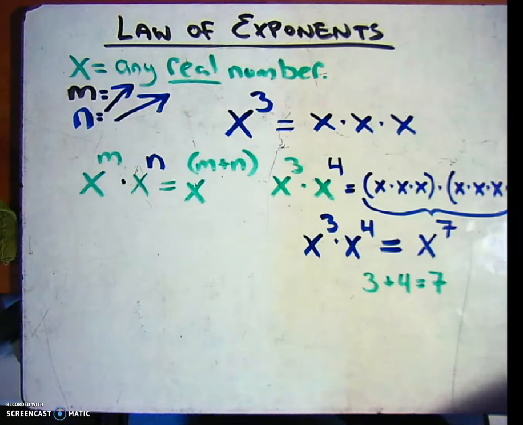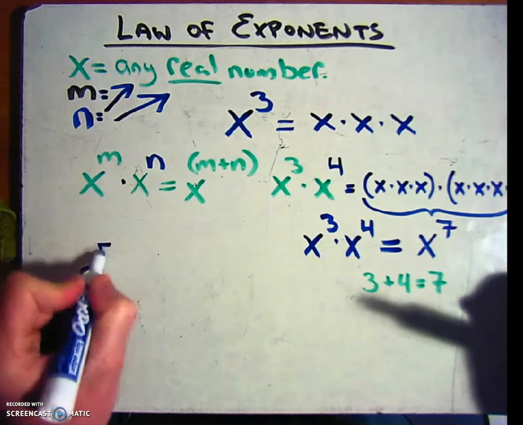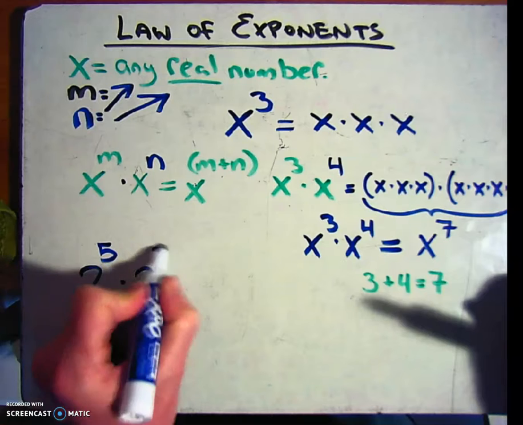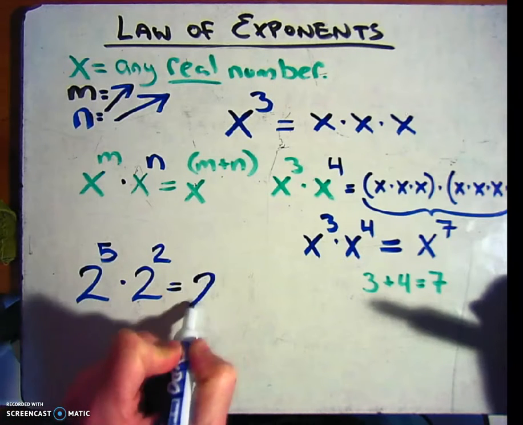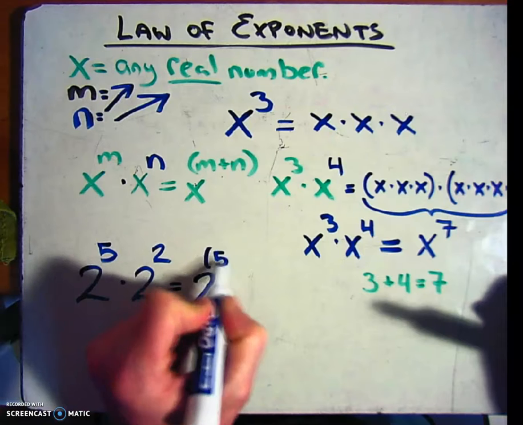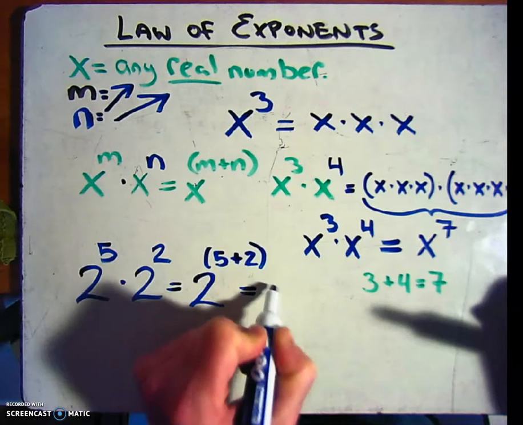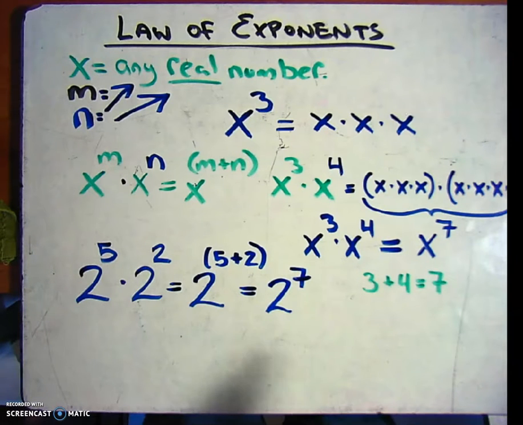To show you another example, if I have the number 2 raised to the 5th power times 2 to the 2nd power, I can think of this simply as 2 to the 5th power plus the 2nd power, which would simplify as 2 to the 7th power.